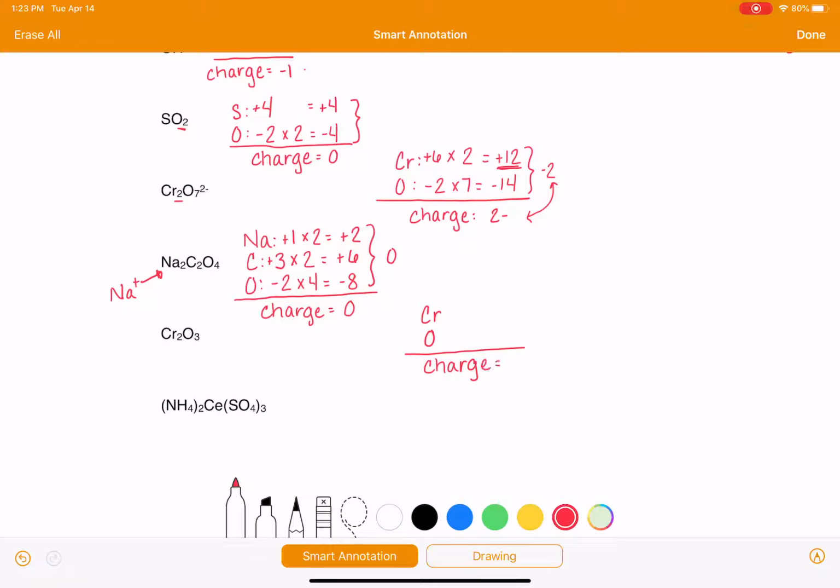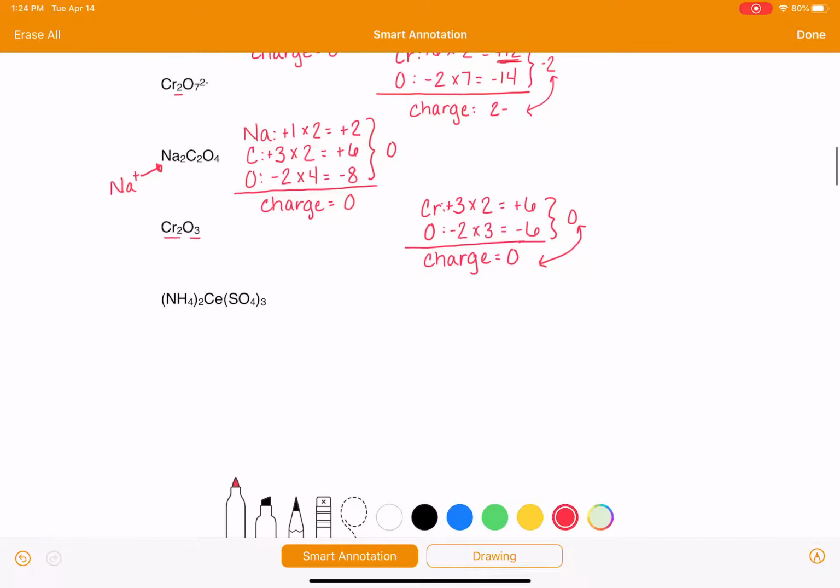Cr2O3 has a total charge of 0. For oxygen, we know its oxidation number is -2. We've got 3 oxygens in this formula, so altogether they are a -6. Chromium, we don't know what its charge is, but we know that we have 2 of them, and altogether their charge must be +6, so that it adds up to 0. And so we can figure out that chromium must be +3. Each one must be +3.